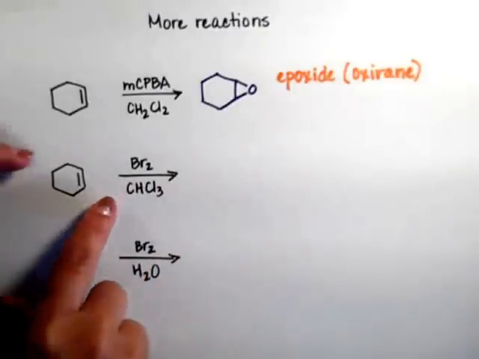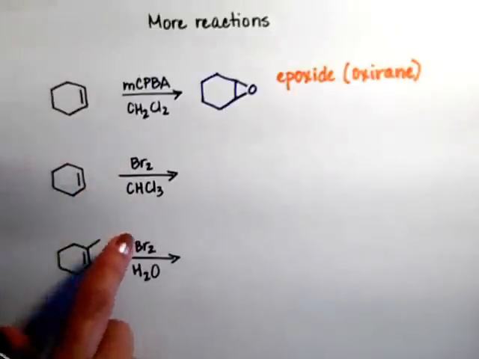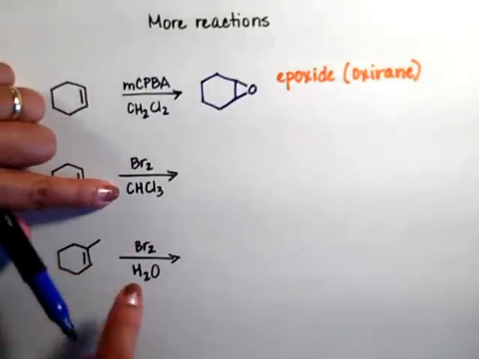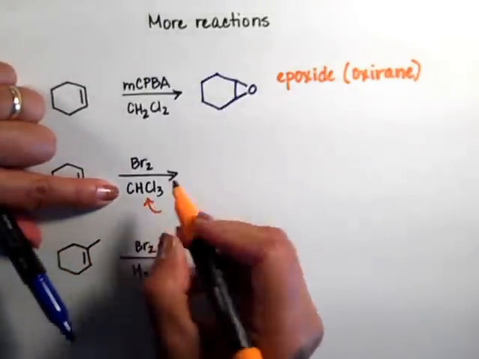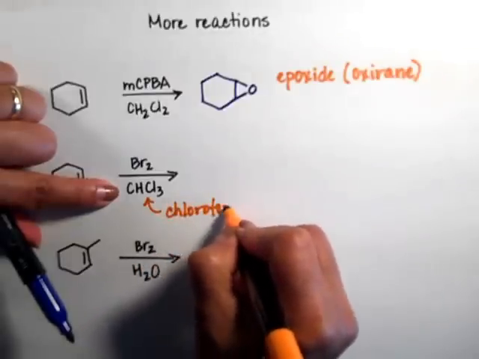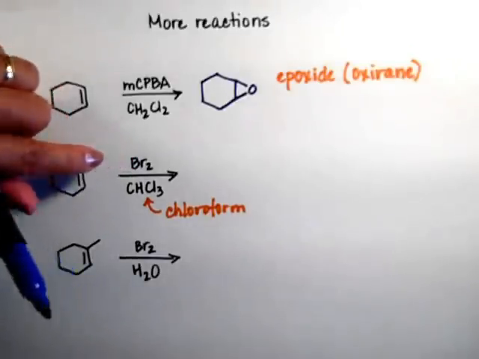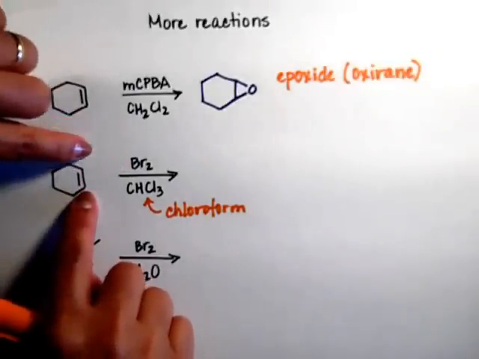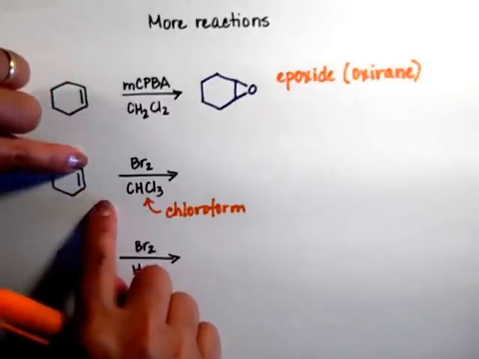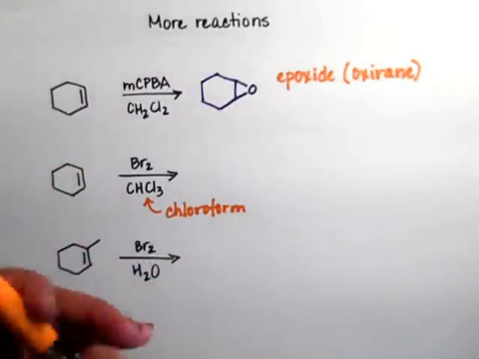Now these two reactions are important. Notice that it's a bromination reaction. It all depends on the solvents that we're using. This one right here is chloroform. But when you use a halogenated solvent, we're going to add the two halides across the double bond. So one halide's going to go to one carbon and the other halide to the other. And it's going to be an anti-addition.